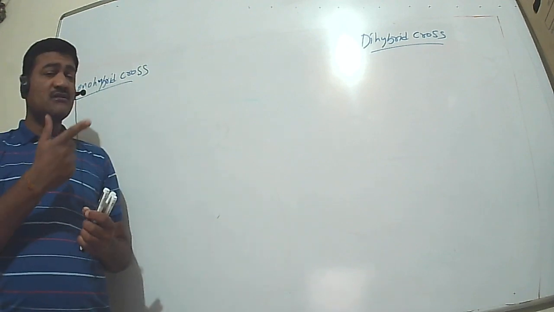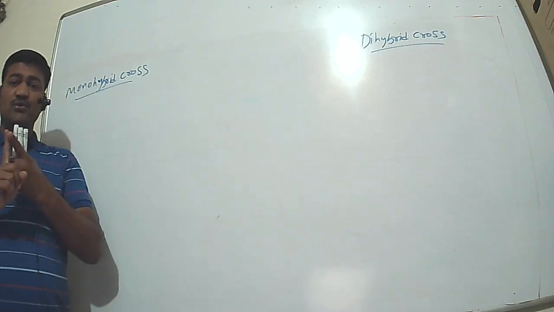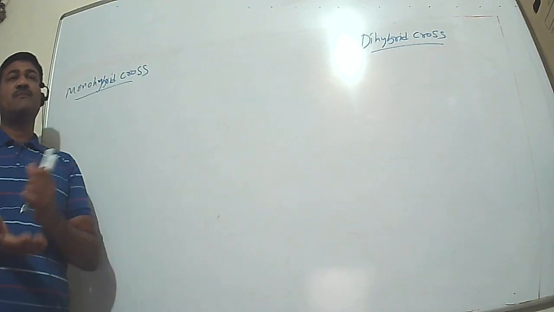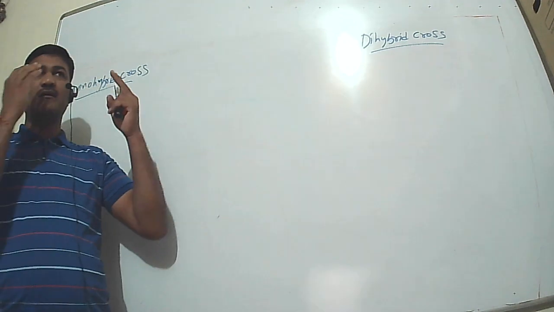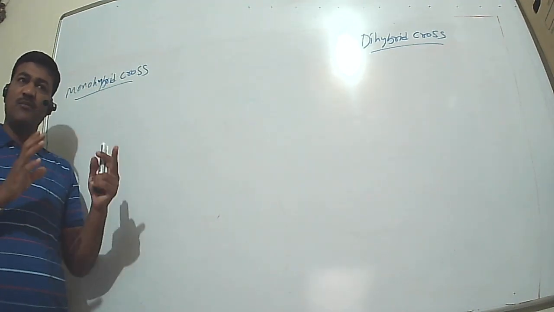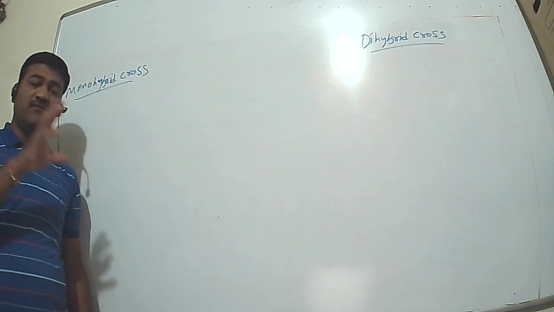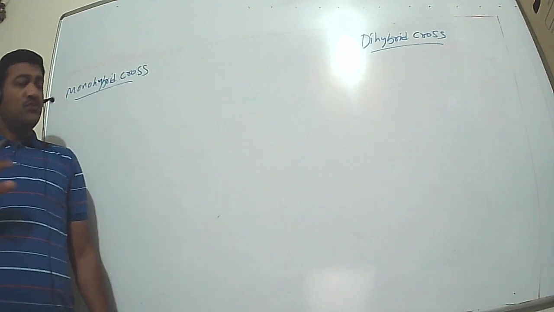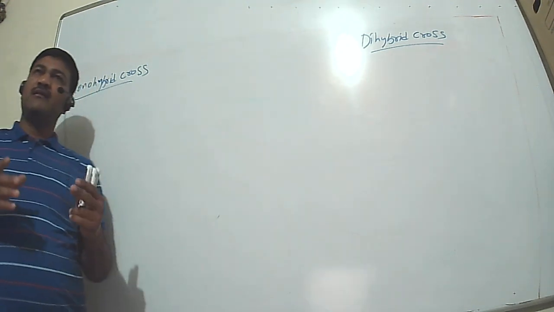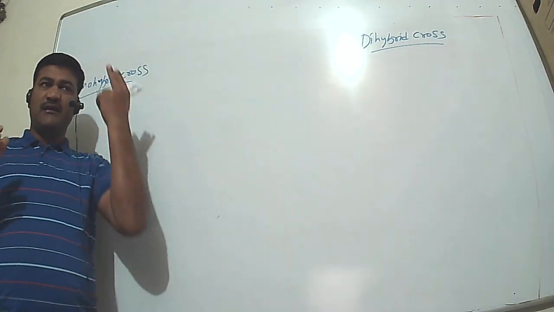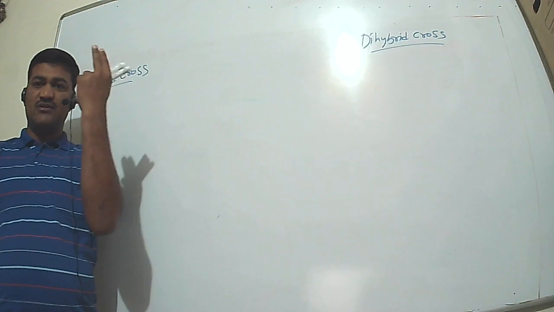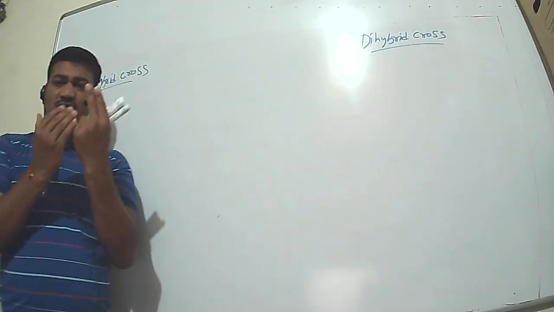But a dihybrid cross is a cross done between two parents to study the mode of inheritance of two characters together. For example, I take height as a character and also the fruit size. There are tall plants, short plants. There are even big fruits, small fruits. So two characters: height and fruit size. I'll take a tall plant having big fruits and a short plant with small fruits, and I'll cross both of these.